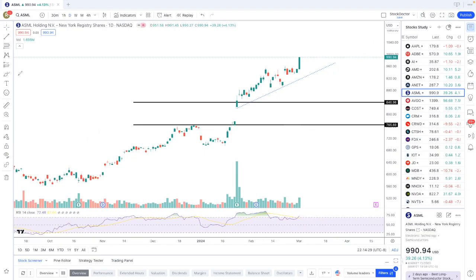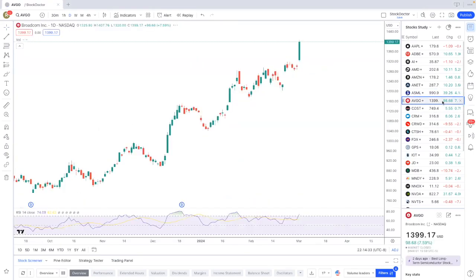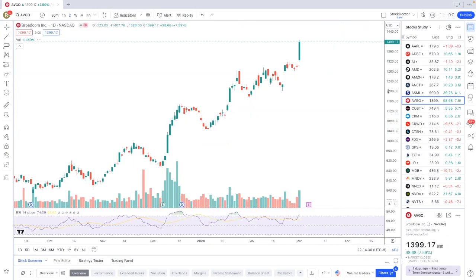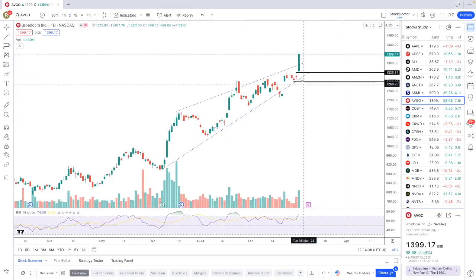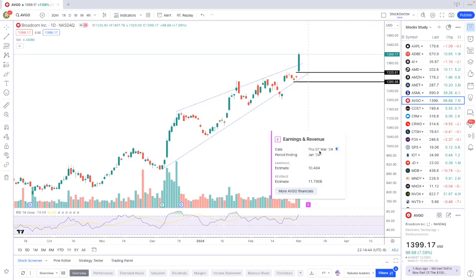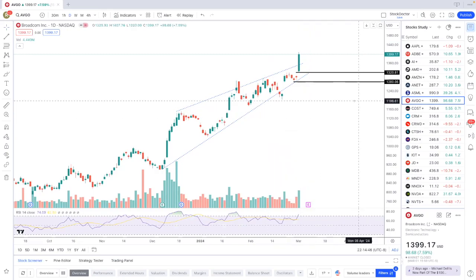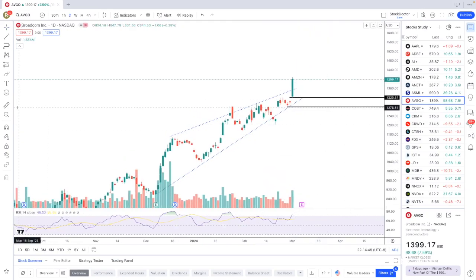Next stock we have is AVGO. It's Broadcom. You can see what a solid breakout it has given on the last Friday. Also, it has the earning coming on 7th of March. Now, for this, the important support area lies between 1320 to 1280.